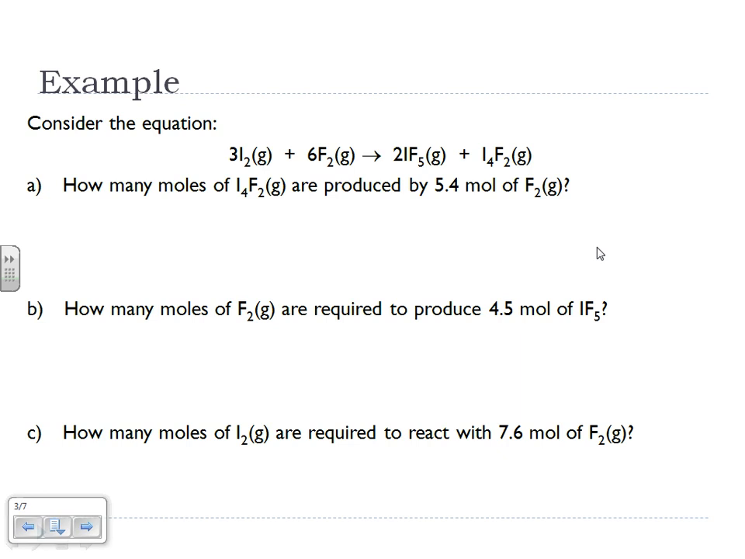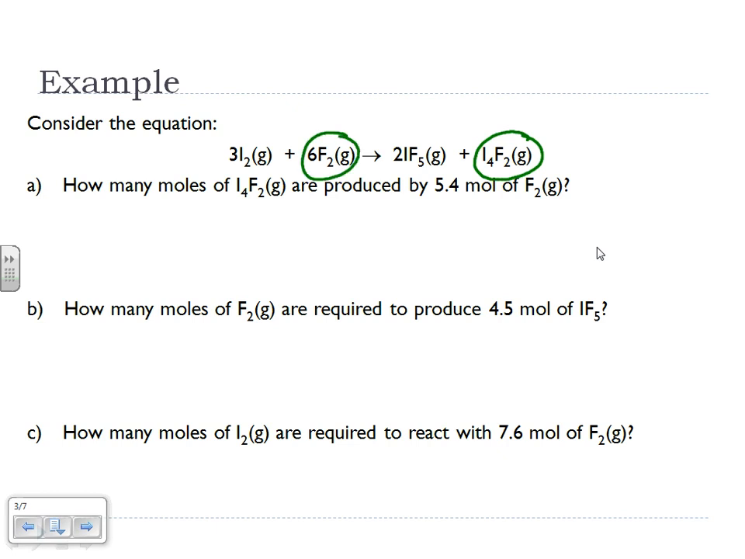So let's do some examples and see if we can figure this out. Okay, we're going to use some conversion factors in here. Consider this equation right here where my red star is. How many moles of I4F2 are produced by 5.4 moles of F2? Let's look at our chemical equation. So I'm going to basically circle the 2 elements that are sort of involved in this question. So I've got I4F2, that's over here, and I've got F2, that's here.